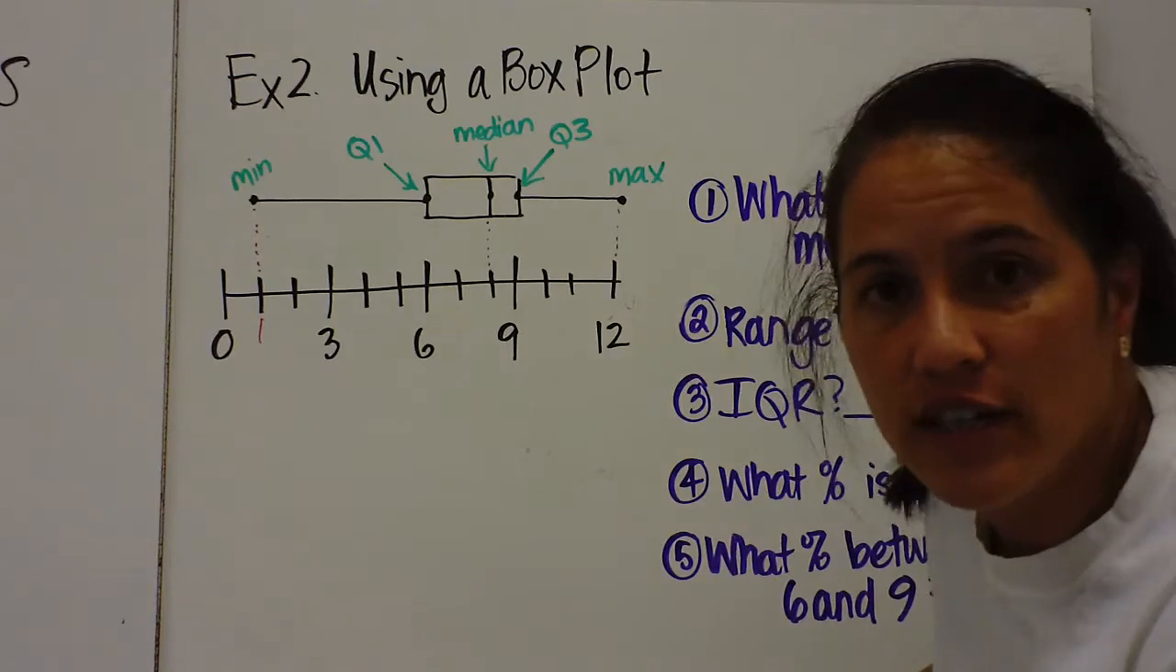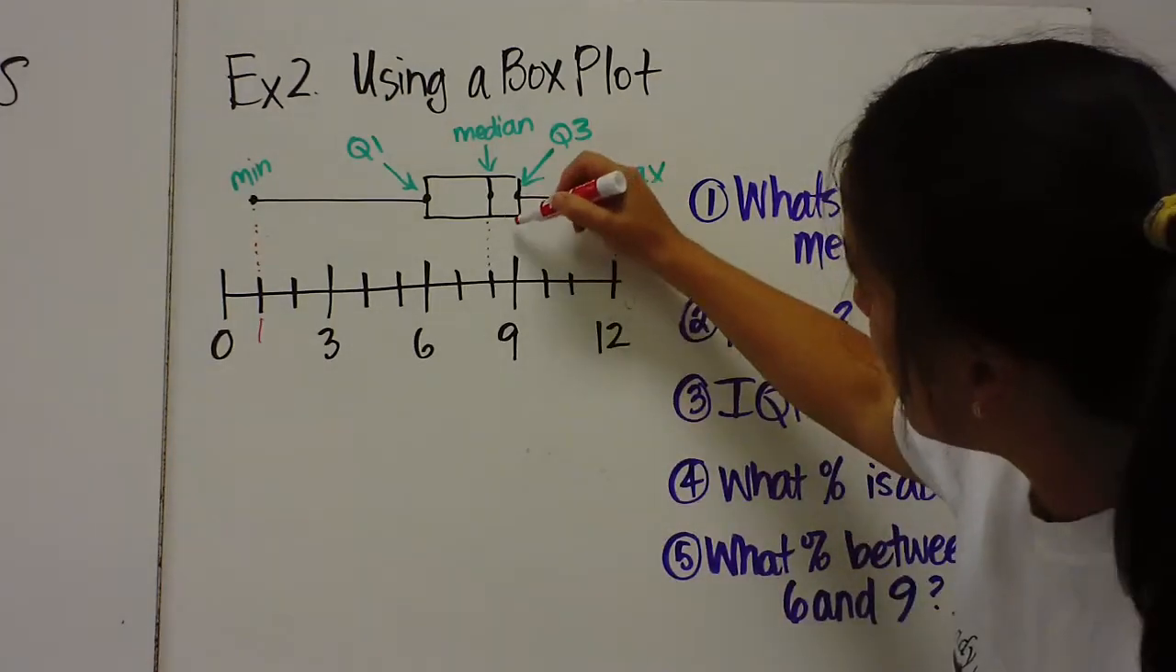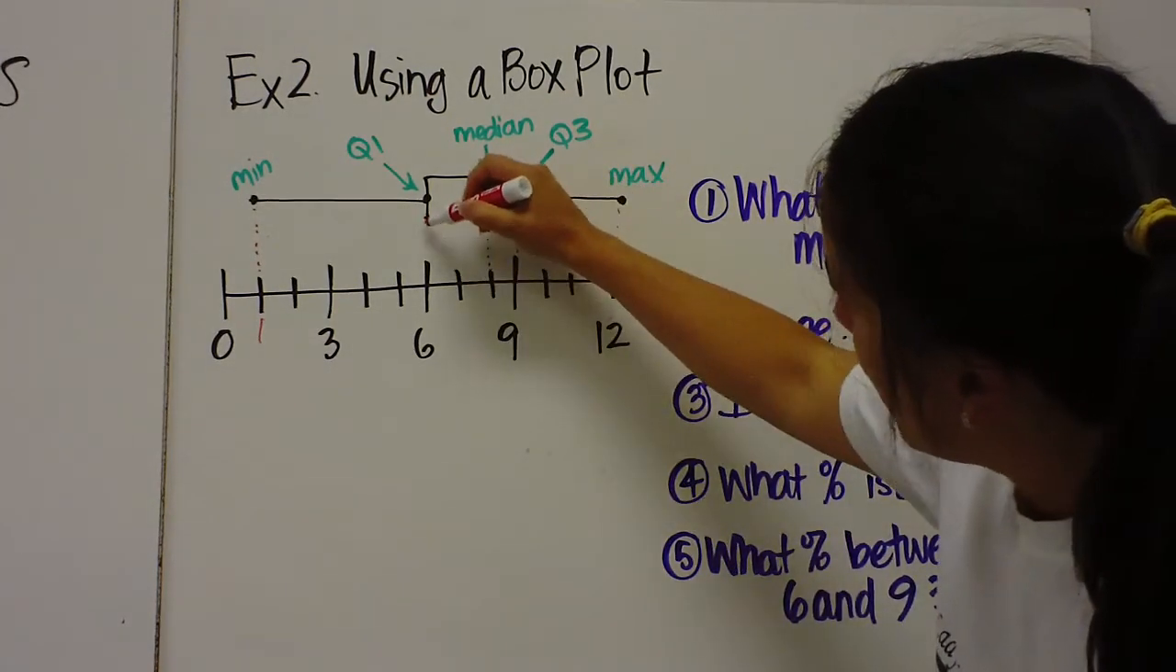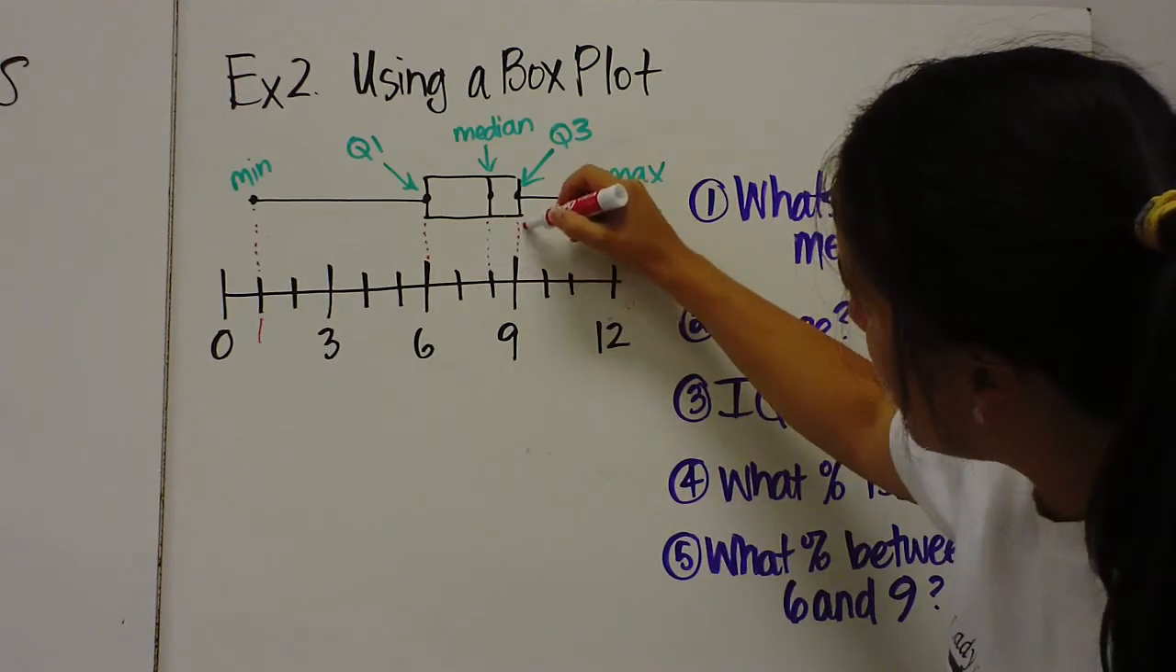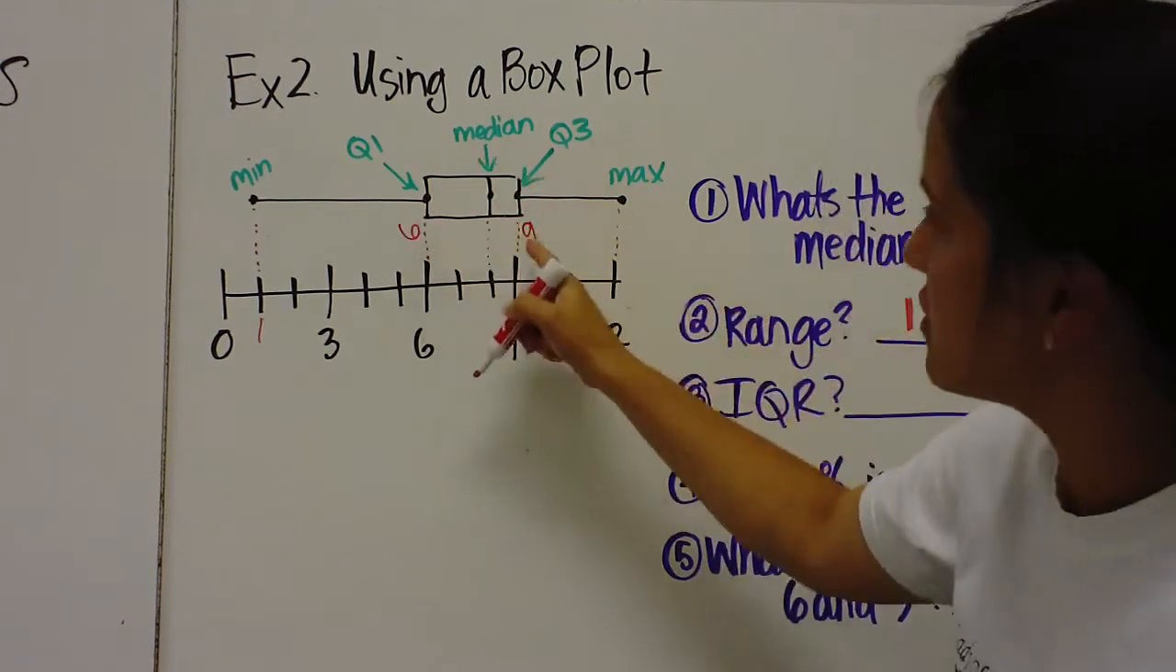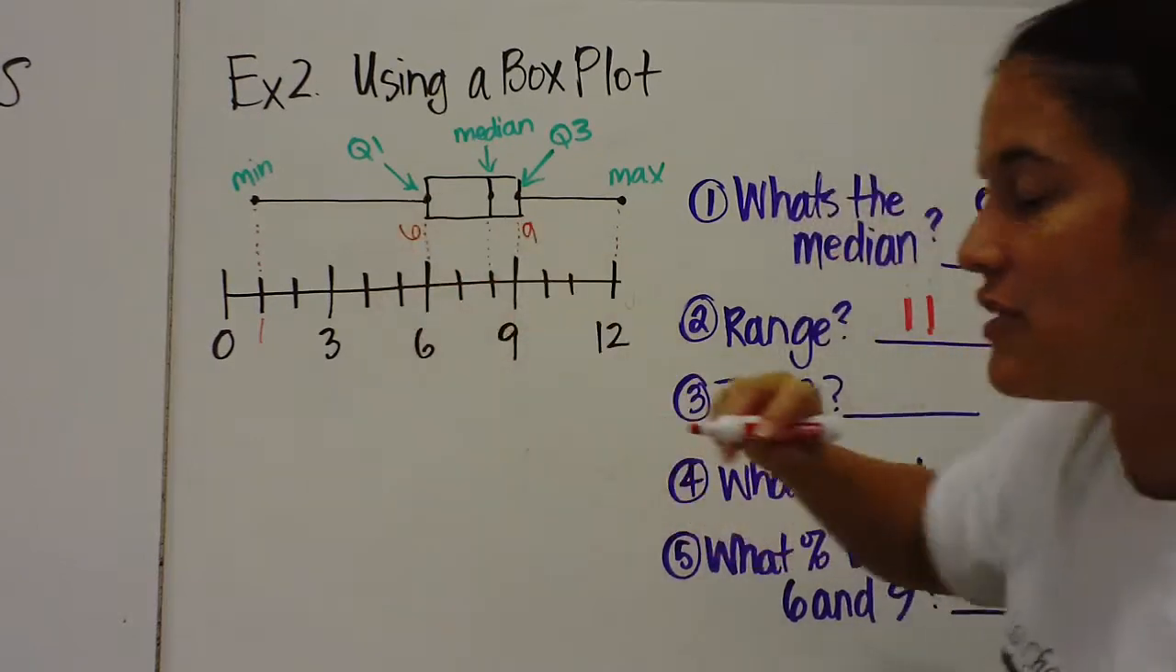The IQR is the third quartile minus the first quartile. So we have quartile 3 and quartile 1. This is 9 and this is 6. So 9 minus 6 is 3.